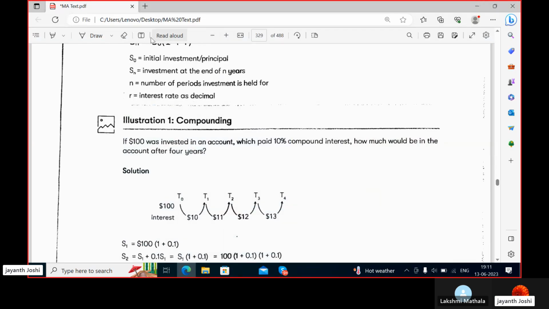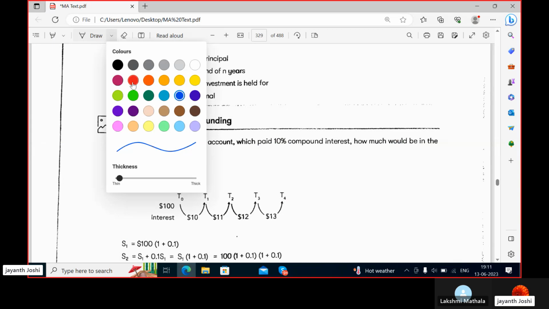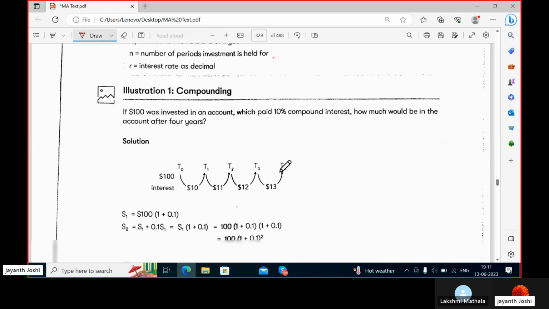So here we can see illustration 1, compounding. What is happening if $100 was invested in an account? Let's say in this account you are depositing $100, and this account, let's say a bank account or whatever investment account, is giving you 10% compound interest. How much would be in the account after 4 years? That means they're asking how much this 100 will become after 4 years.